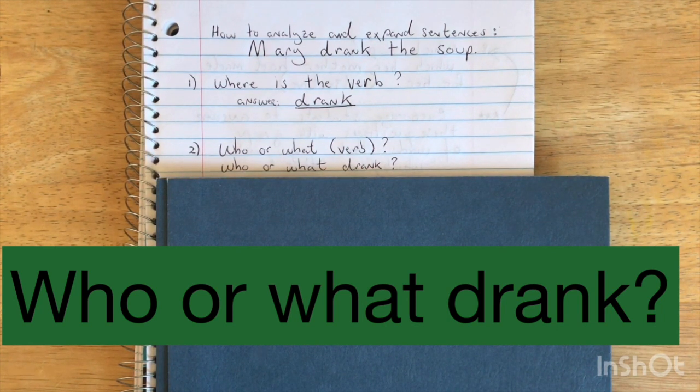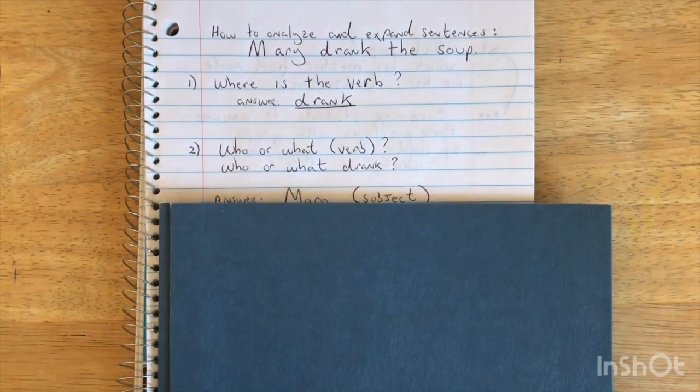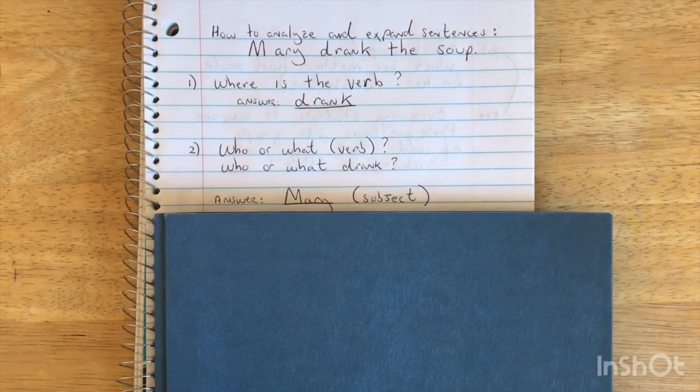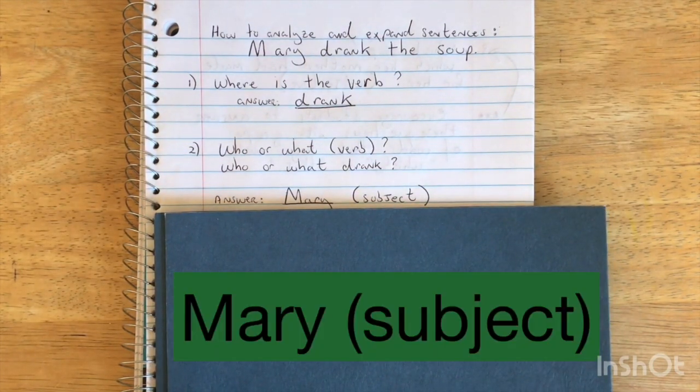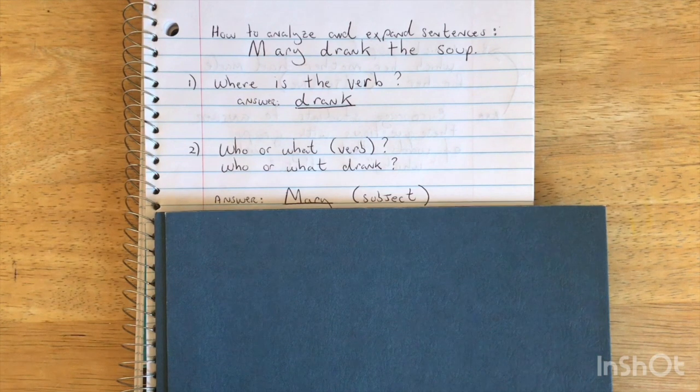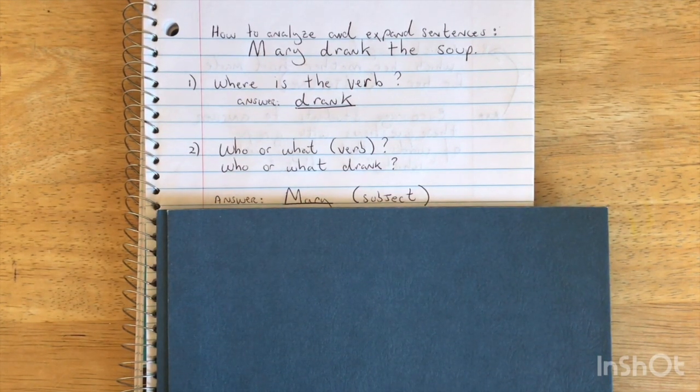So who or what drank? Well, take a look at your sentence. Who or what drank the soup? And by now you probably know the answer. The answer is Mary. Mary is therefore my subject, okay? Mary drank the soup, and I'm going to write Mary as my answer and write the word subject right next to Mary to indicate that I understand that Mary is my subject. All right, so far so good.